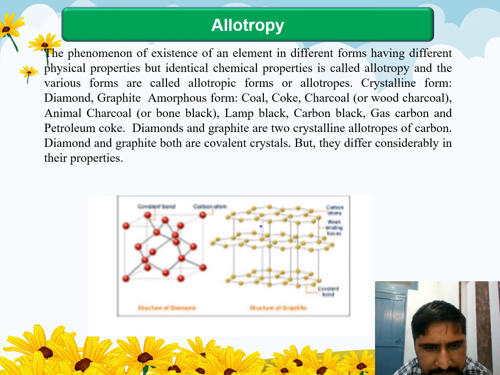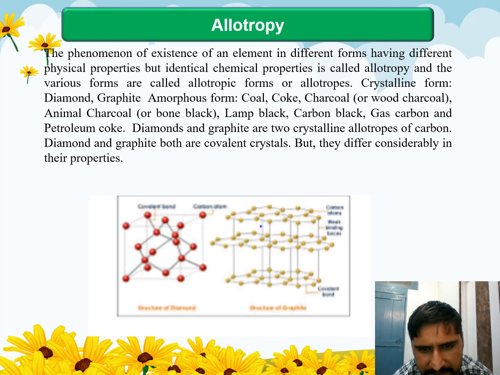Diamond and graphite: both are covalent crystalline solids, but they differ considerably in their properties. You see here the structure of the diamond. In diamond, each carbon is tetrahedrally linked by four other carbon atoms. This is one carbon, this is another, this is another. Each is joined by four different carbons, so the structure remains tetrahedral.